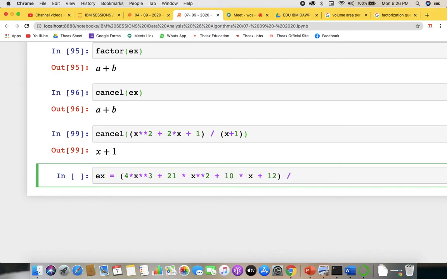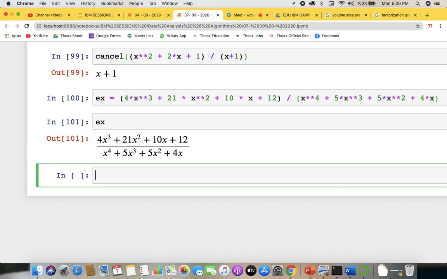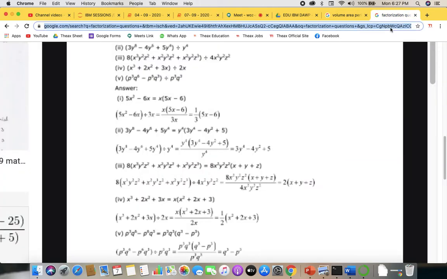So if this expression is 4x cube plus 21x square plus 10x plus 12, divided by x to the power of 4 plus 5x cube plus 5x square plus 4x, what is the partial fraction of this? Partial fraction of this.